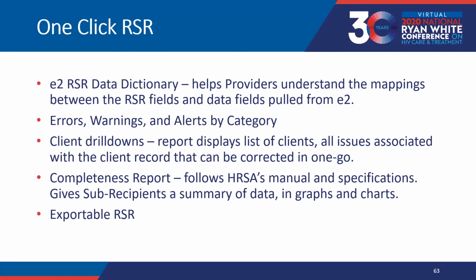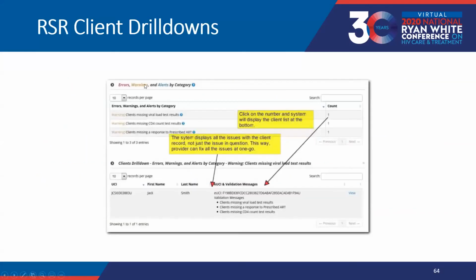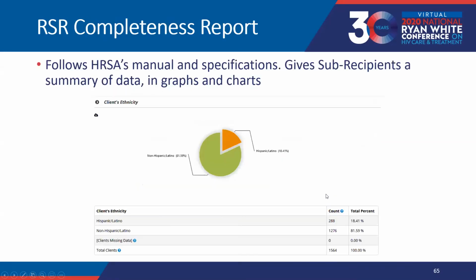So you could see here in the RSR module, the system has all the HRSA electronic handbook warnings, errors, and alerts built right into it. So there's no surprise when you go to try to upload a file. And what it also does is when you click on it, it'll aggregate all of the issues for one particular client to be able to correct that all in one go. So that's a nice little touch, a very nuanced touch where you click on that and you can take care of all the issues with one client.